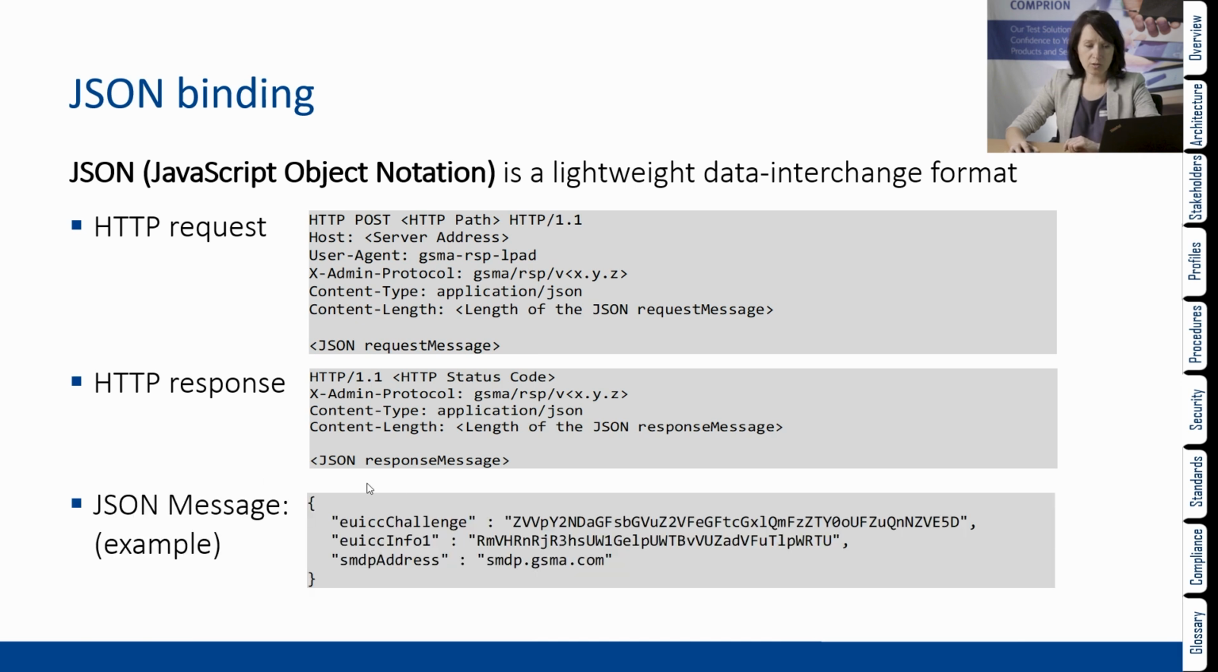The message, so the JSON message, as an example, can be like this. For the example, for the eUICC challenge, at the very beginning of the procedure of the profile download, you will have the eUICC challenge, eUICC info 1, and yes, SM-DP+ address. These are just some examples.